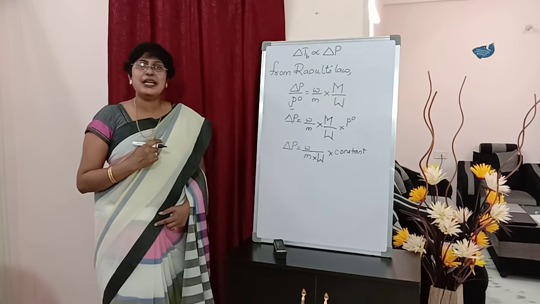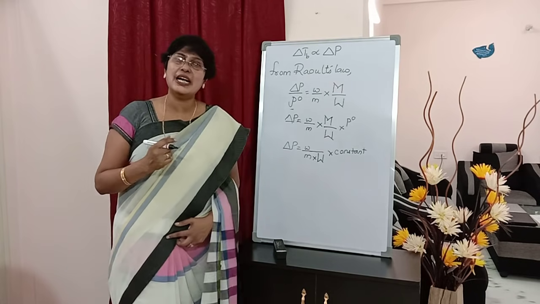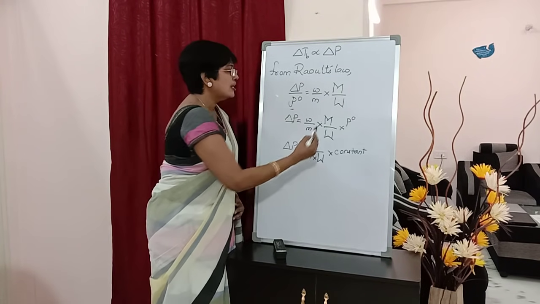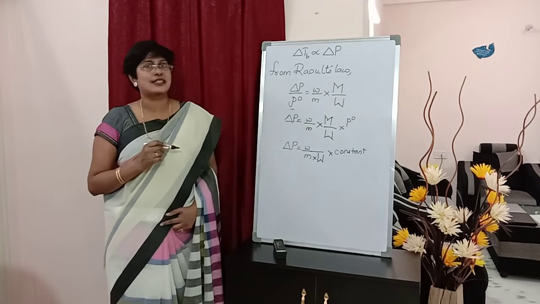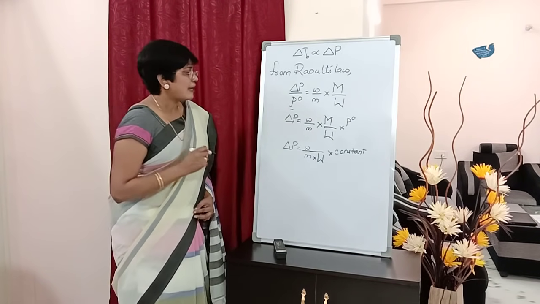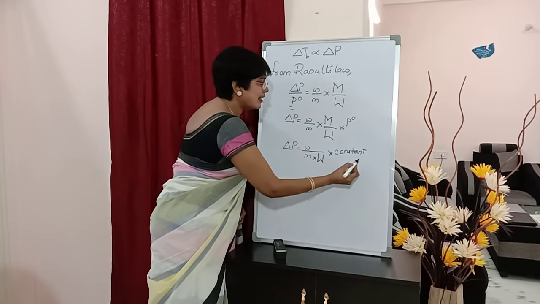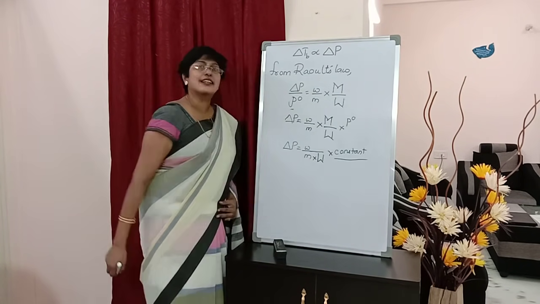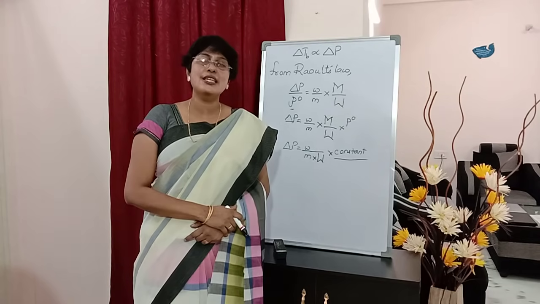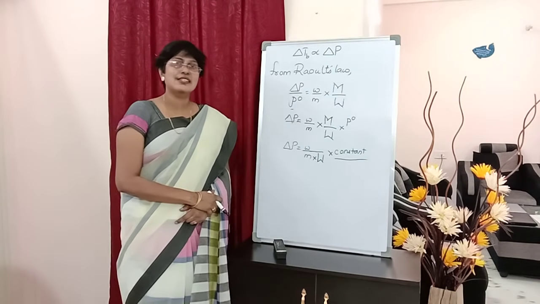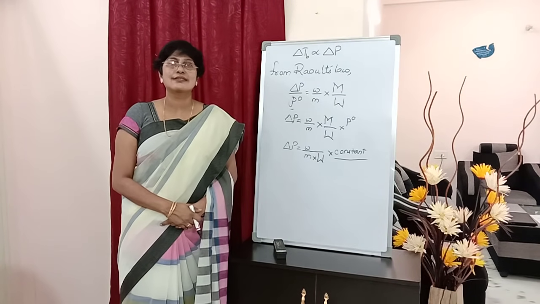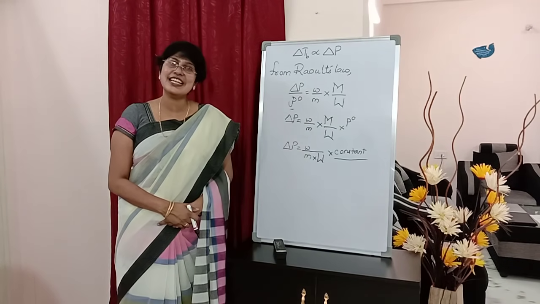Okay? So, delta P is equal to small w by small m into capital W into capital W, product of M into P naught as constant. Now, a small question for you, students. Suppose, next step, if I remove this constant, what should I write here? Just write it down in the comment section. What would be the next step? Did you get it? Okay.